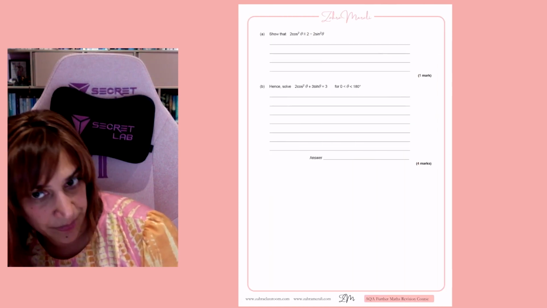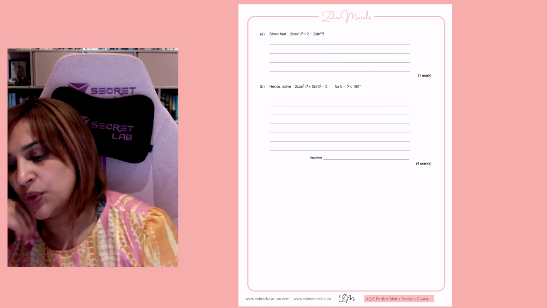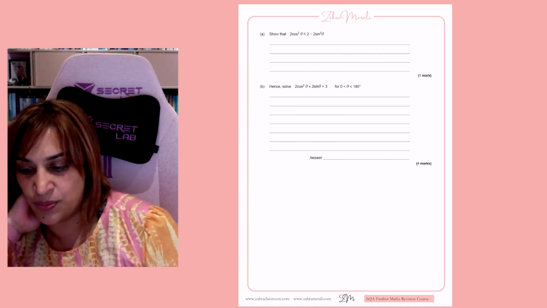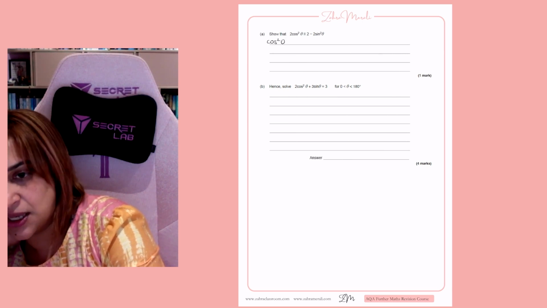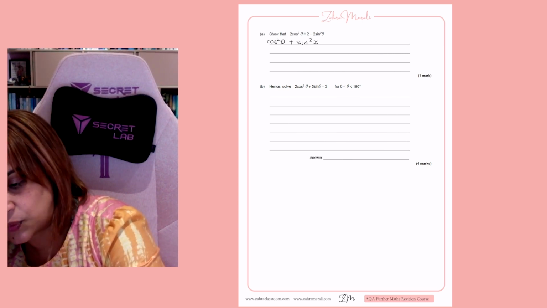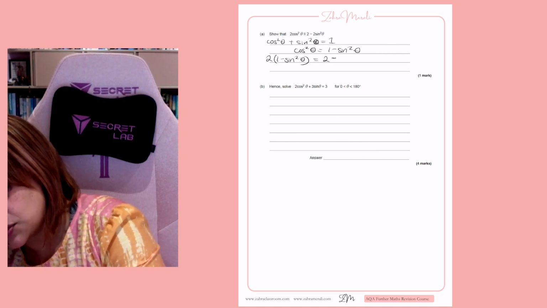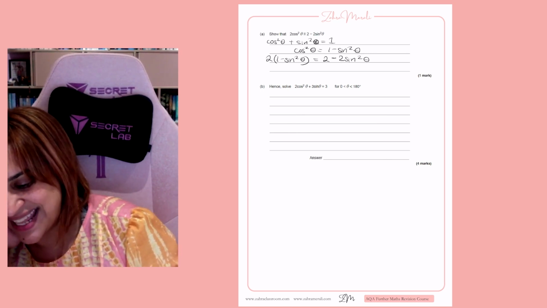Okay, here's another one. I think this is our last question. We're going to show that 2 cos squared theta is equivalent to 2 minus 2 sine squared theta. So we start off with cos squared theta plus sine squared theta equals 1. Therefore, cos squared theta equals 1 minus sine squared theta. So we get 2 minus 2 sine squared theta, and we've proved what we needed to. And then it says hence solve.